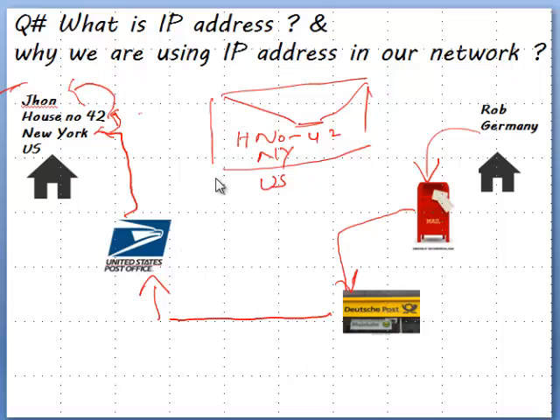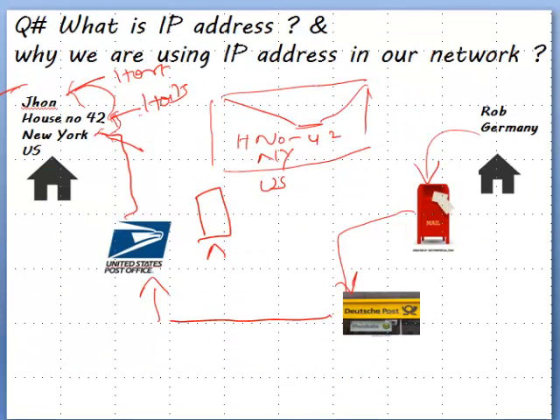In a similar way, a network also works. To deliver any packet to any destination, we need an address for that destination. That address is known as an IP address. Without an address, the packet will not be delivered, or you can say without an address, the letter will not be delivered to Mr. John. So in this scenario, Mr. John is a host, and the house number is our host bits. New York is our network bits, and both of them together form an IP address, and the US is our subnet mask for that IP address.